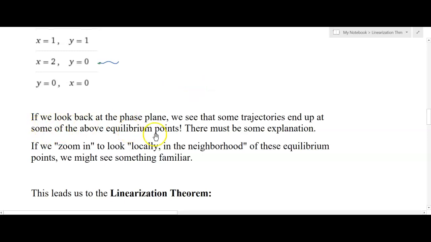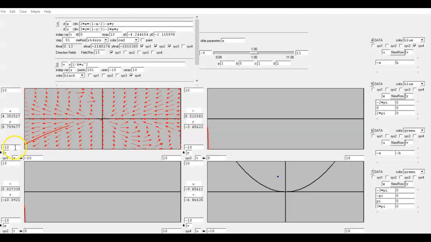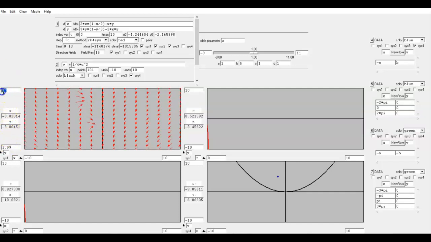So if we look back at the phase plane, we see that some trajectories end up at some of the equilibrium points. There must be some explanation. If we zoom in to look locally in the neighborhood of these equilibrium points, we might see something familiar. So let's just focus on 0, 3 and 2, 0 for a moment. Go back to the phase plane. So for 0, 3, I want to set my y value to be right around 3. So I'm going to go from about 2.99 on my y-axis to about 3.01.